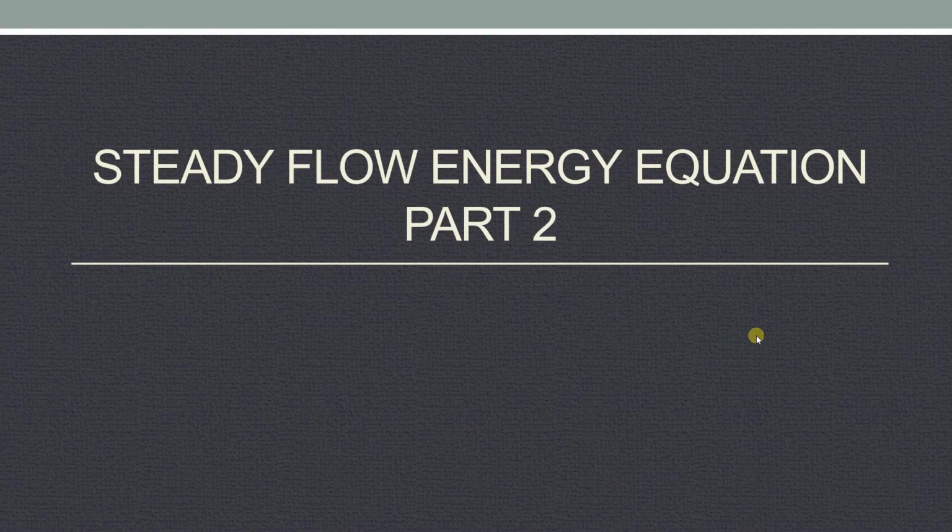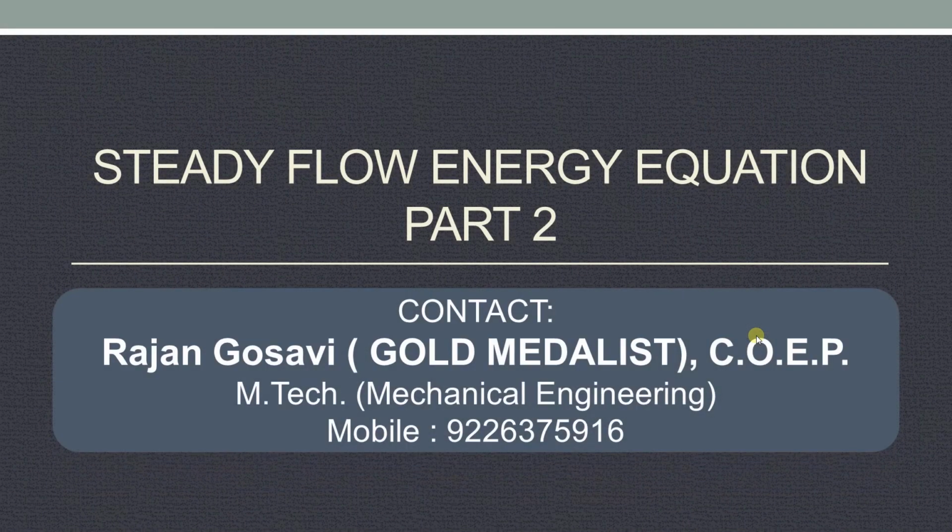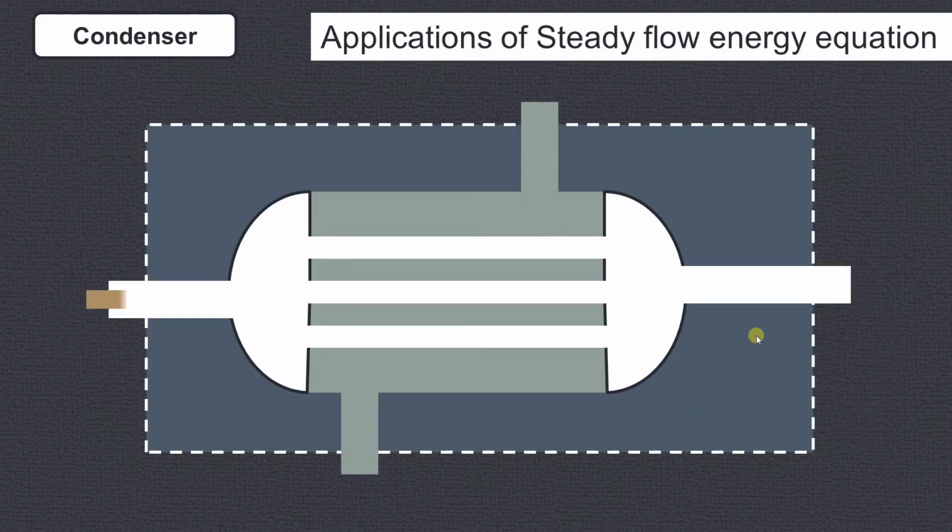In this video, we'll try to understand how to write down the steady flow energy equation in case of various devices like steam condenser, centrifugal compressor, throttling process, etc. So let us start with our steam condenser.